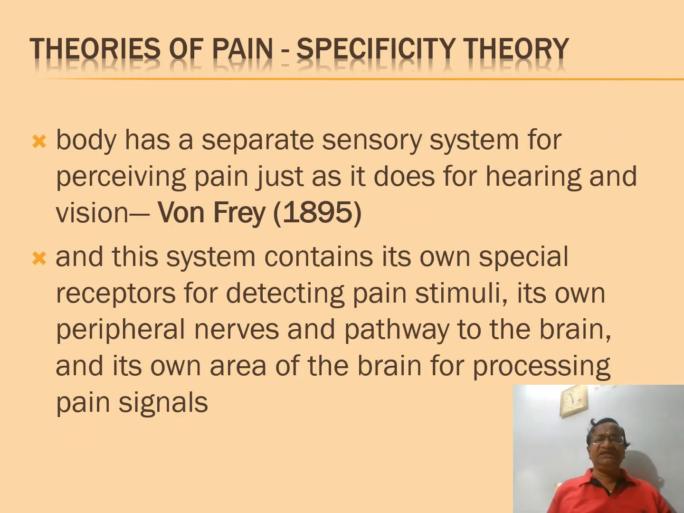So, specificity theory. The body has a separate sensory system for perceiving pain, like a hearing sensory system, a vision sensory system. Pain is a separate sensory system. This is the first thing we started with, that there is something separate for pain.